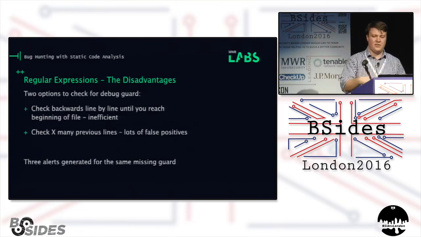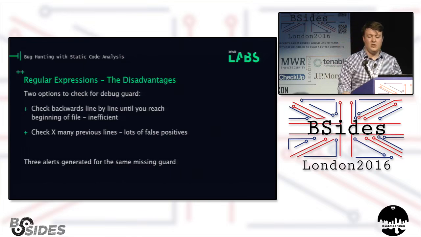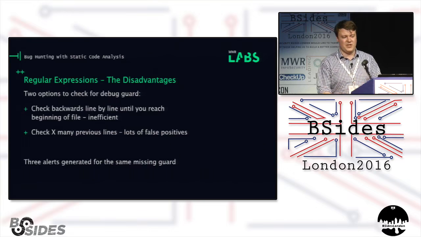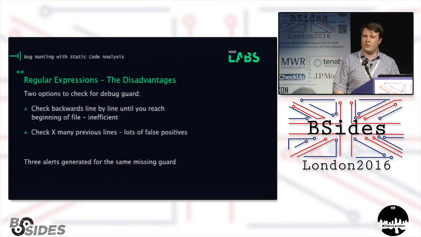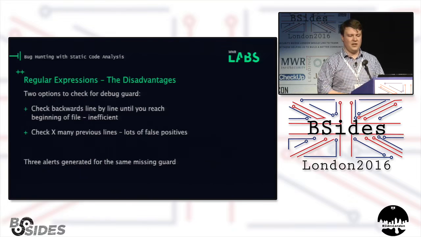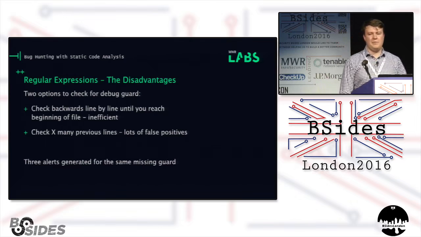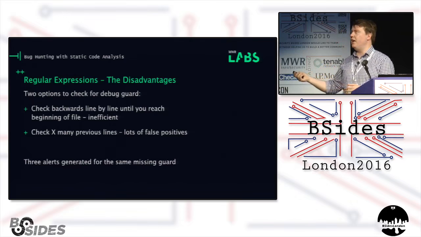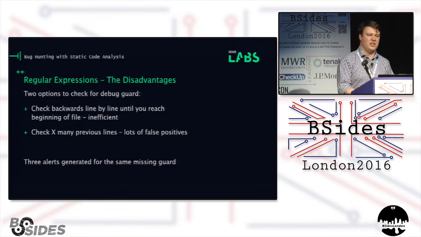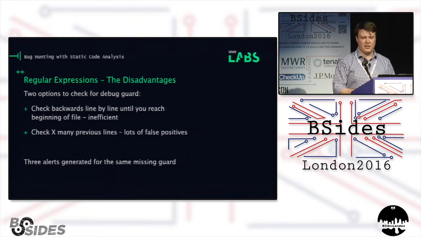In order to check whether the developers remembered to put the guard in place, you've got a couple of different options. You can check backwards, line by line, through your code file until you reach either the beginning of the file or the appropriate statement, which is inefficient and prone to false negatives because sometimes you'll catch guards that might not actually apply to what you're looking at. Or you check the X many previous lines. You pick an arbitrary number, 5 lines, 10 lines, what have you. But that will tend to lead you into a good number of false positives because you're only checking so far. And as I said, you're generating 3 alerts for the same missing guard.